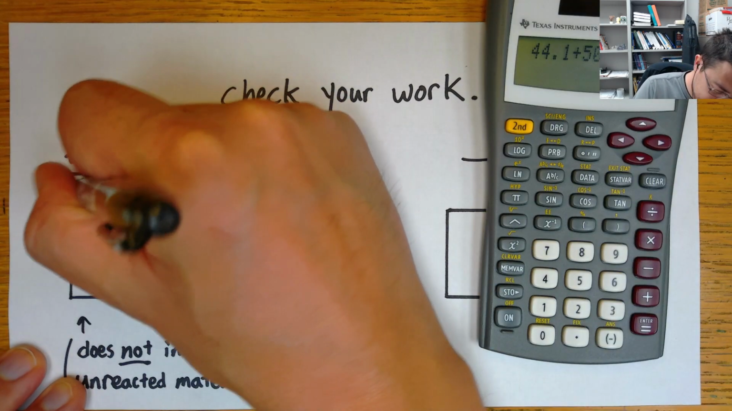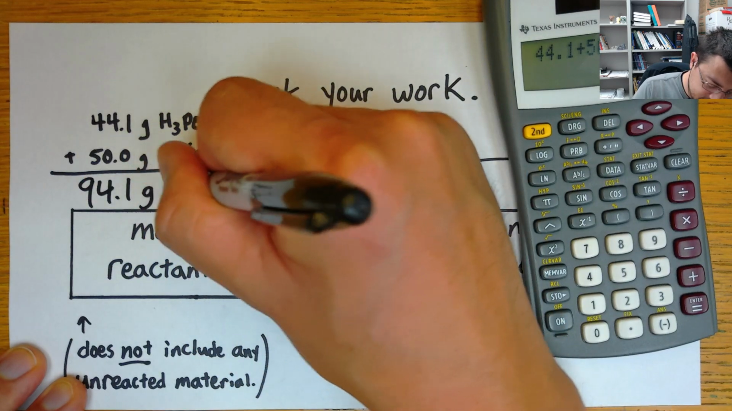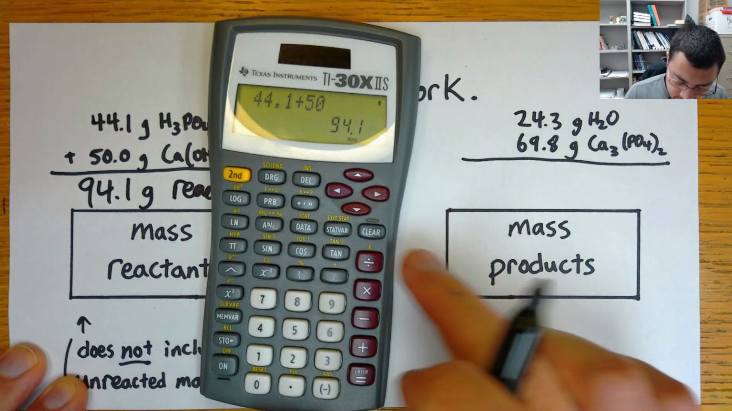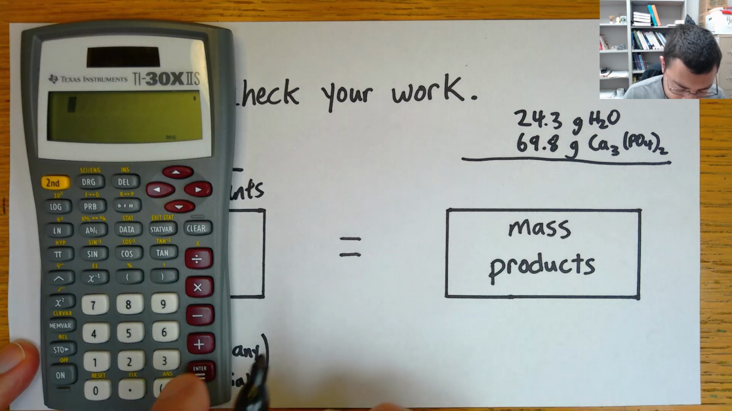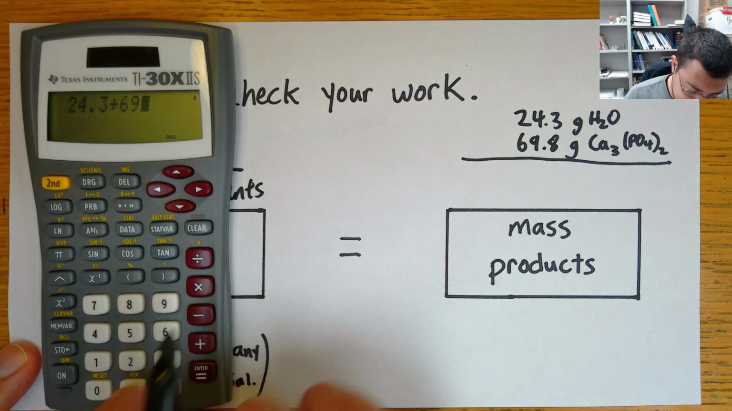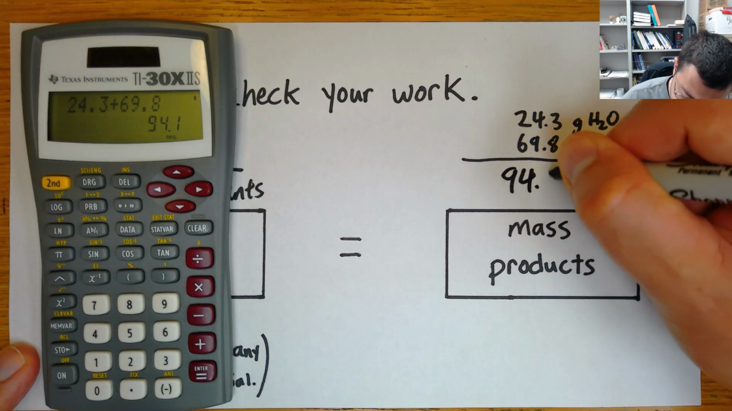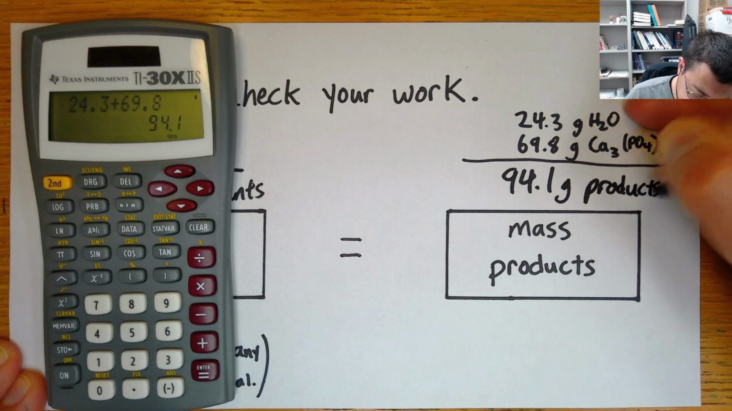94.1 grams of reactants. So hopefully we get the same number, or at least really close to it on the other side. Sometimes there's a little bit of rounding error. 94.1 grams of products. Let's see if that's the same number.